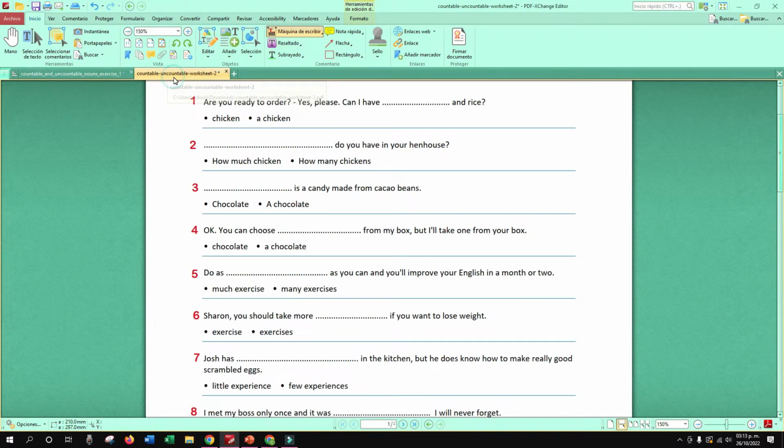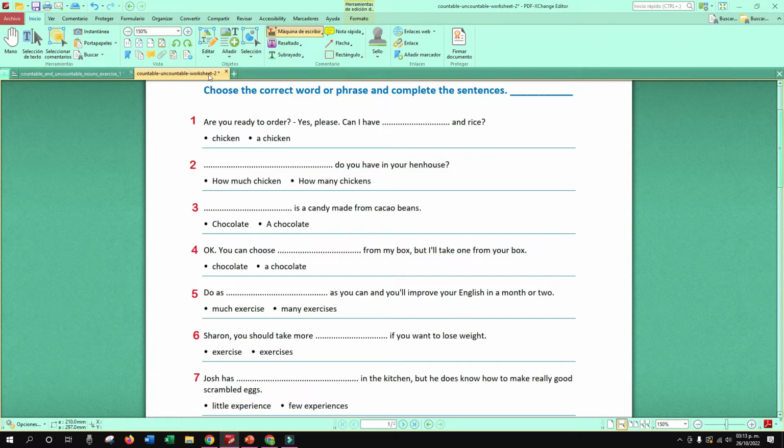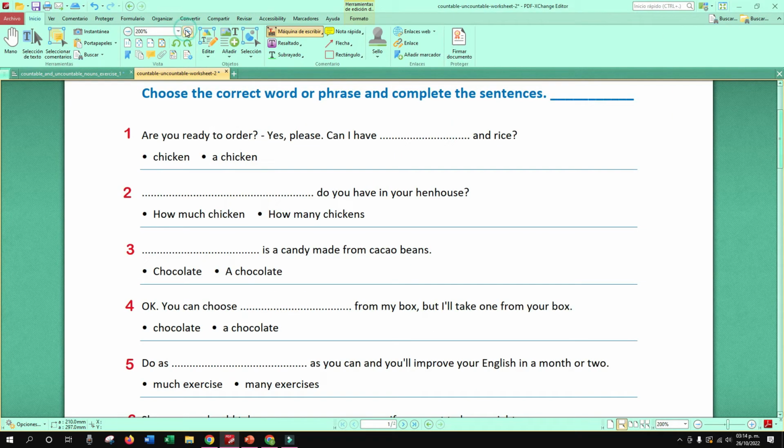So let's do another activity, guys. There you have this. Choose the correct word or phrase and complete the sentences. Let's do the number 1 together. There you have. Are you ready to order? Yes, please. Can I have chicken or a chicken? What do you think there? ¿Cuál podríamos utilizar? Chicken or a chicken?